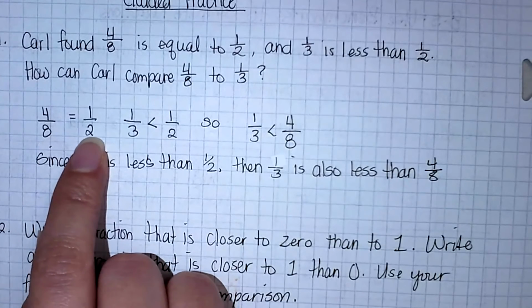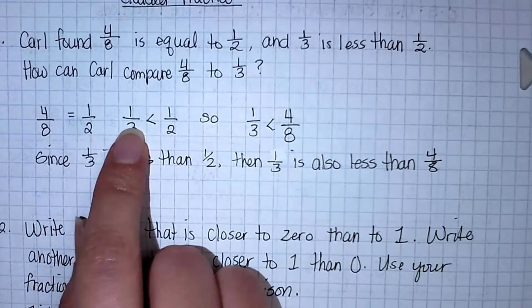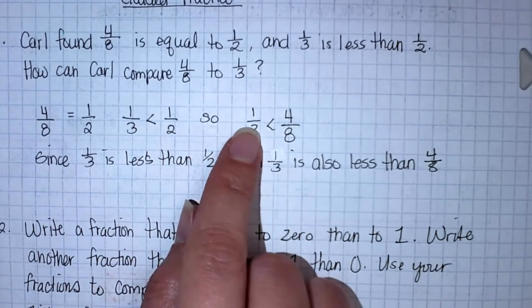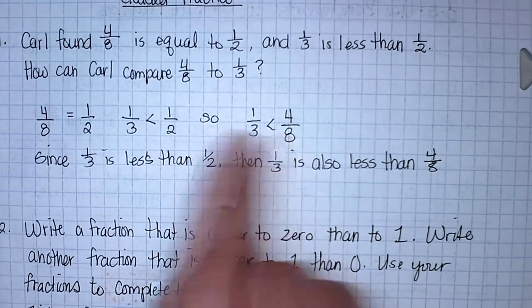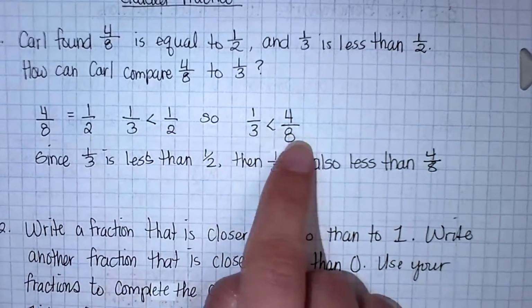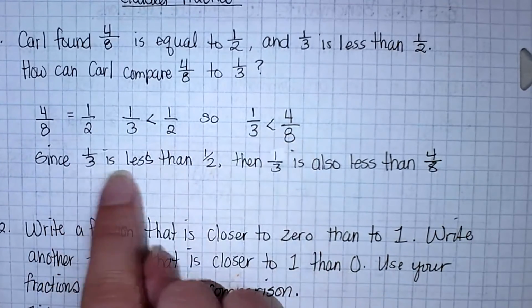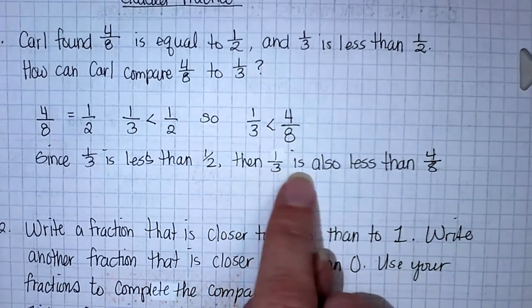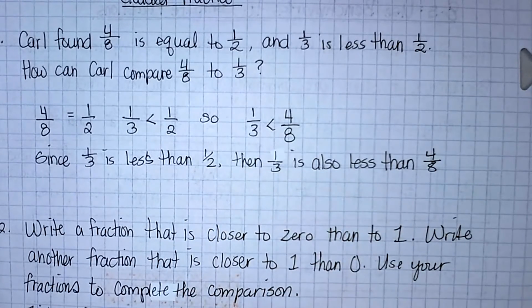So 4/8 is equal to 1/2. And 1/3 is less than 1/2. So that means 1/3 is going to be less than 4/8 because 1/2 is equal to 4/8. Since 1/3 is less than 1/2, then 1/3 is also less than 4/8.